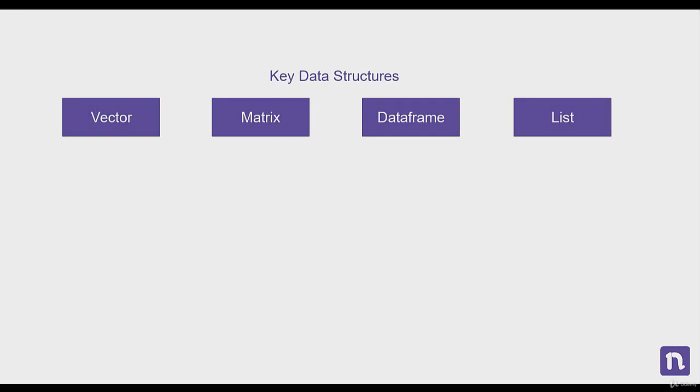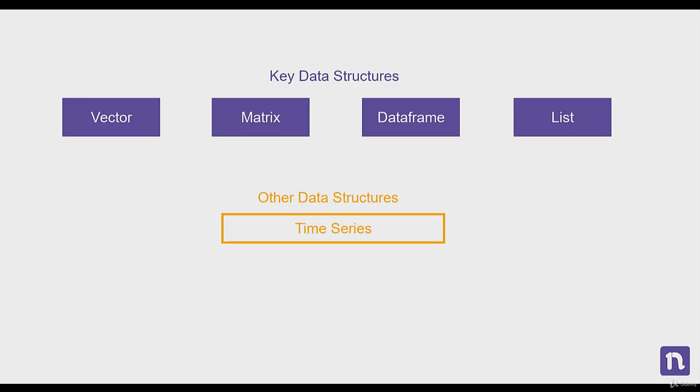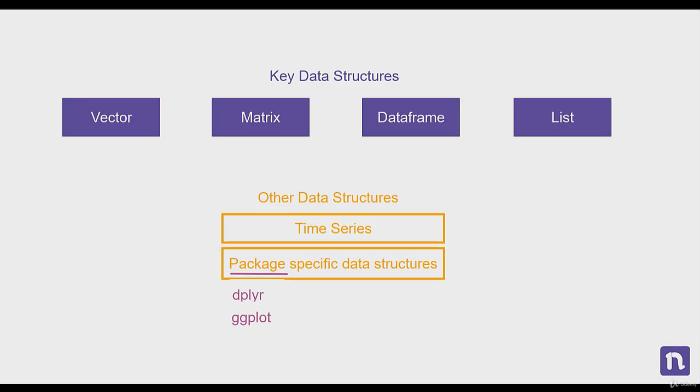In addition to these, there are more data structures such as time series, which comes in a TS object, and various authors of packages tend to create their own data structures as well. We will see a few packages like that in this course, such as dplyr and ggplot. All these packages provide their own data structures as well.